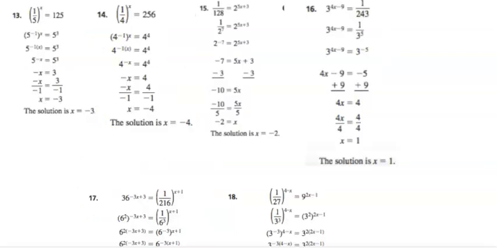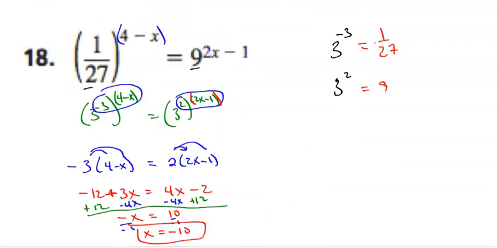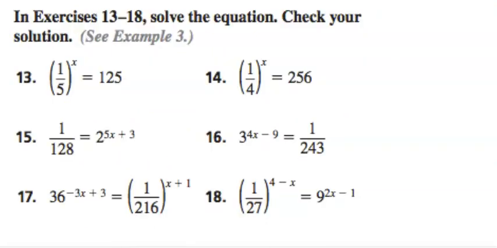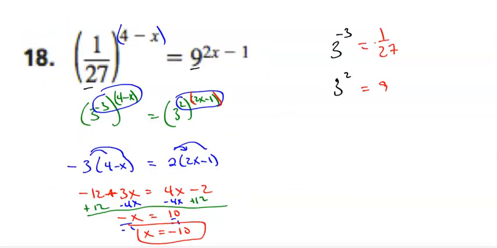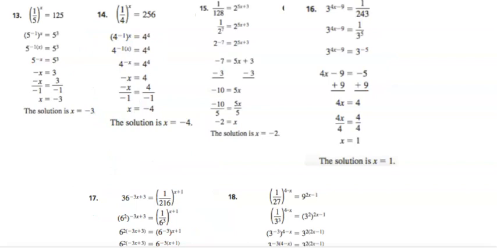And then I have a bunch of answer keys for 13 to 18. So there's 13 to 18, a few examples there. Whatever's left, all yours. And the answers are there, so you can check your work.